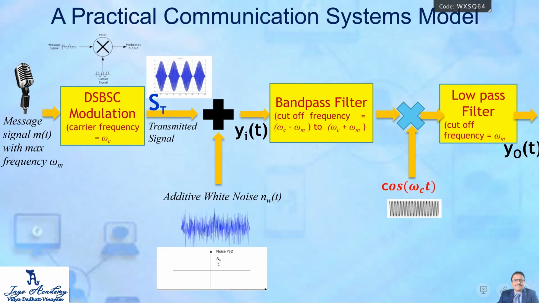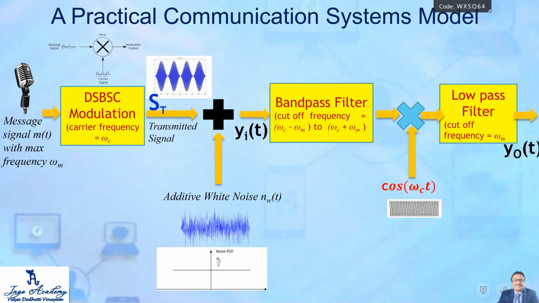You have a message signal m of t with a maximum frequency of omega m. Then it is modulated using the double sideband suppressed carrier modulation technique with a carrier frequency omega c. You will know about it. Then the signal is transmitted.